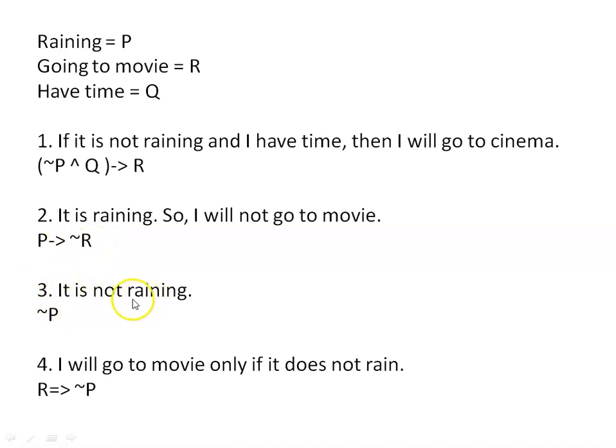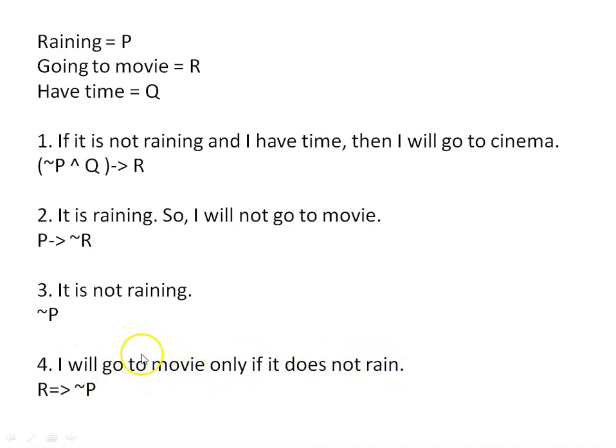Then we have it is not raining. So simply we will put a negation in front of the P symbol. And then we have I will go to movie if and only if it does not rain. Now whenever we have an if and only if, okay, this one is an only if. If it was an if and only if, that means both will imply each other. But when we have only if, that means one will imply the other.